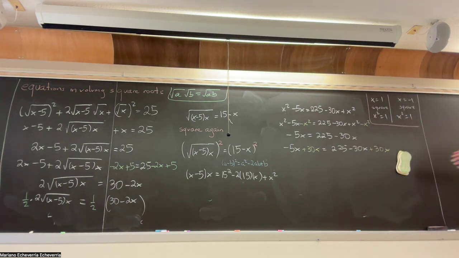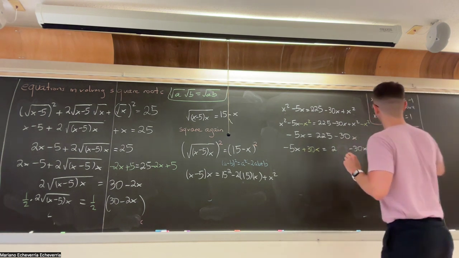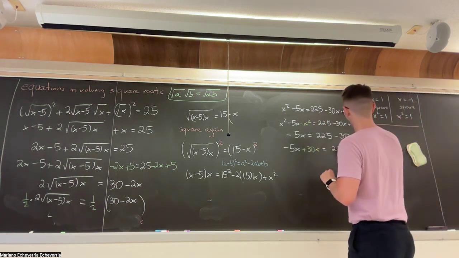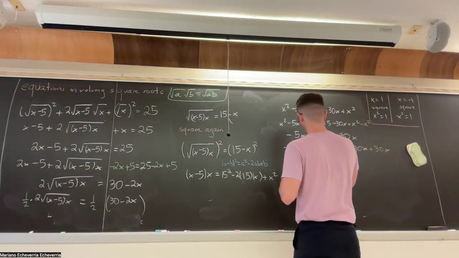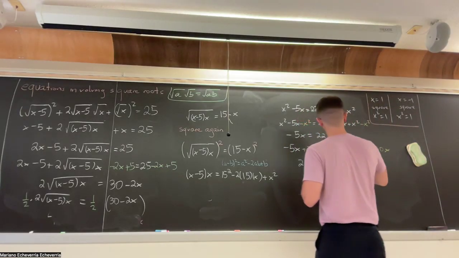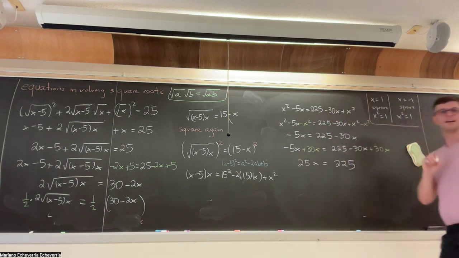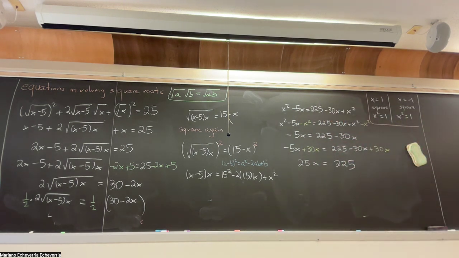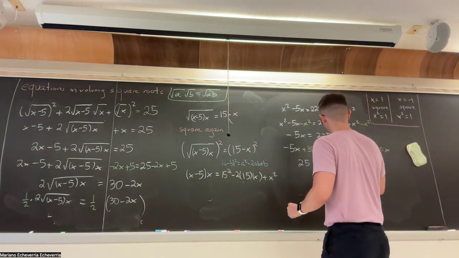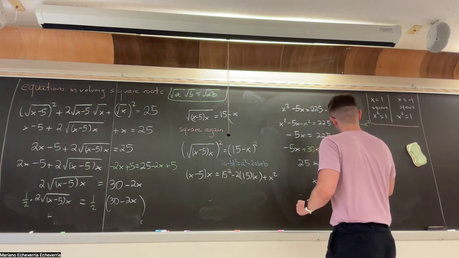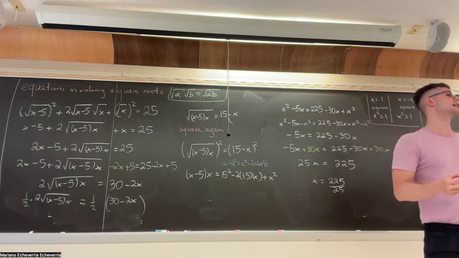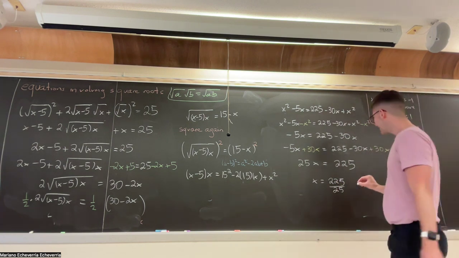Okay, we're almost there. So you get 25x on this side equals 225. The x is 225 over 25, which is actually 9. So x equals 9.